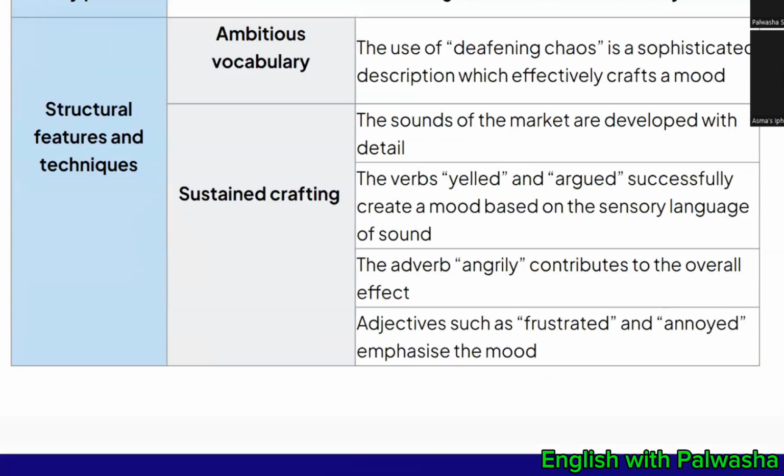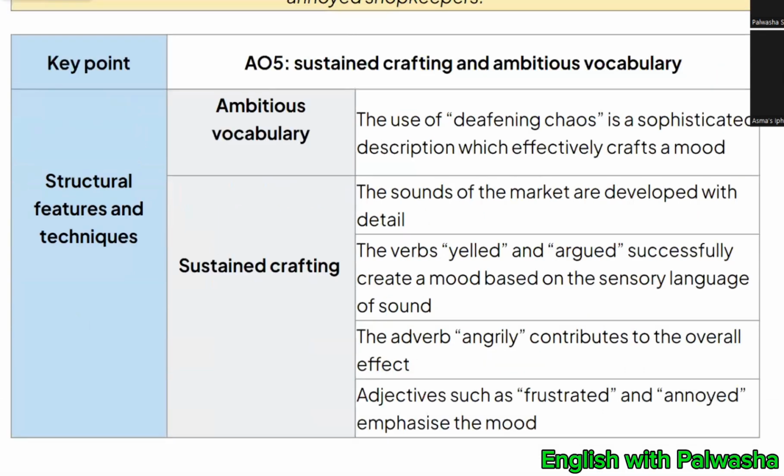And then the structural features and techniques, which are very important. I always say it, but now I'm explaining it in detail. Ambitious vocabulary: the use of deafening chaos is a sophisticated description which effectively crafts a mood. It was a deafening chaos, and you can say the butcher in a struggled manner, keep on engaging the butcher and the market man, the seller of the vegetable. He is all the time engrossed in negotiating for the prices with the people.